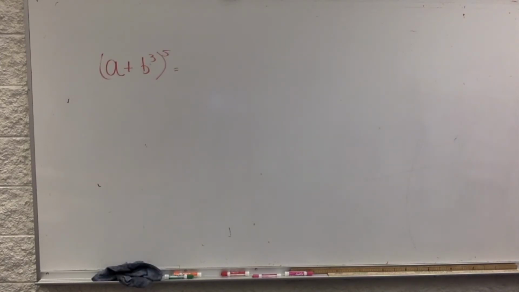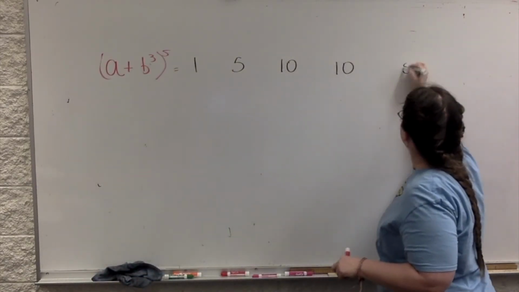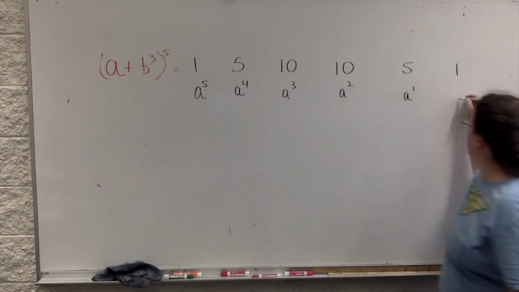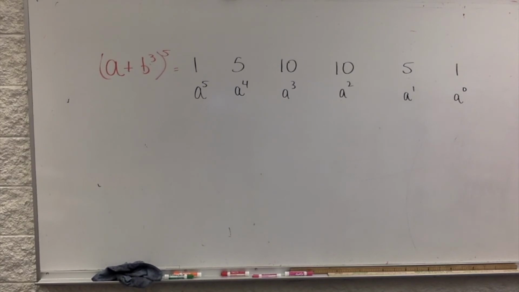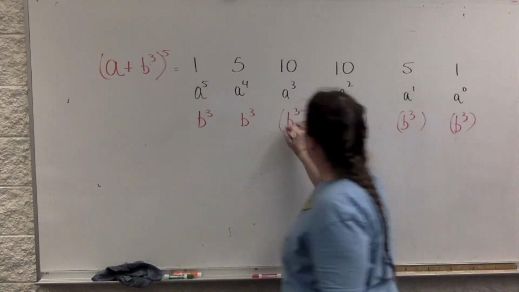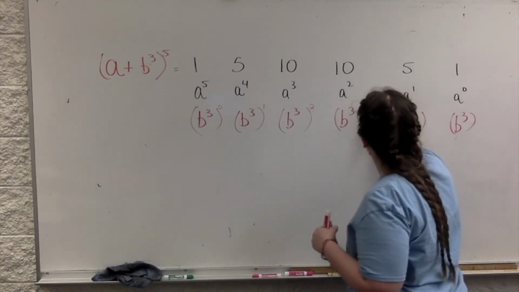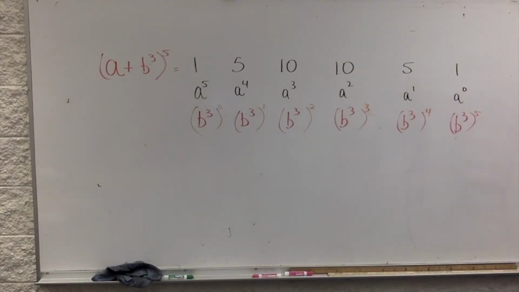This one's also a little more complicated because of the b to the third power, but the whole thing is to the power of 5, so I use the fifth row of Pascal's triangle, and then it's a to the power of 5, then 4, then 3, and so on. And you use b cubed every time, and those go in reverse, so they're to the power of 0, then 1, then 2, all the way up to 5.